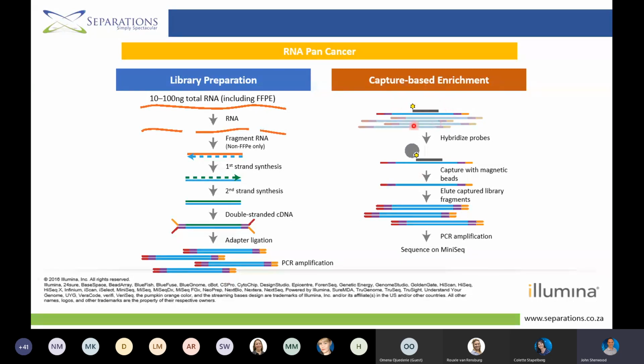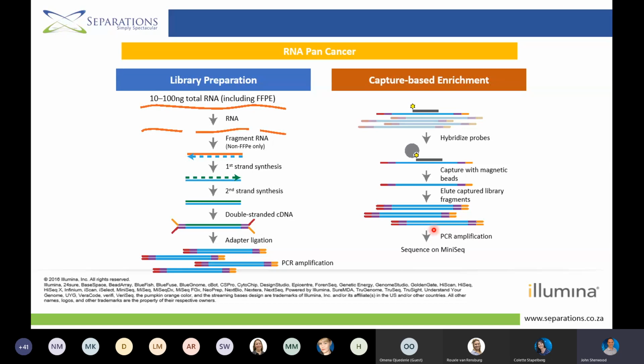So what we're doing is we're using special hybridization probes that have beads on them. We're hybridizing to our genes of interest and using these beads to capture only the strands that we're interested in. We then do a secondary PCR amplification, and we will then sequence only the 1,385 genes, for example, that are unique to the pan-cancer kit.